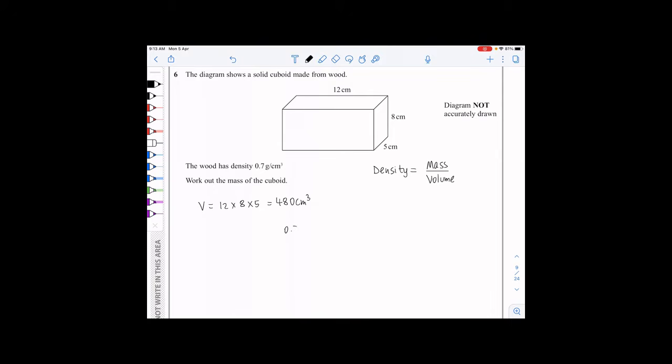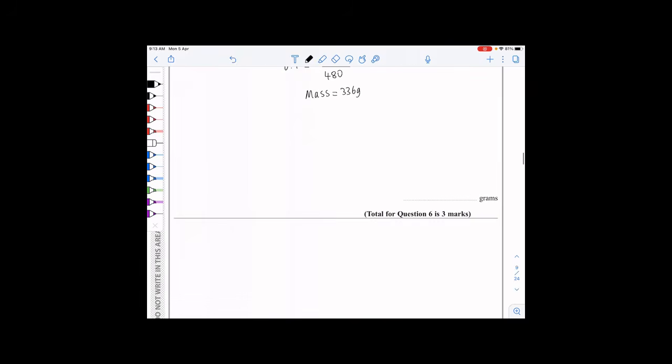So I'm just going to say that 0.7 is the mass over 480. So 0.7 times 480 is 336. So this has a mass of 336 grams.